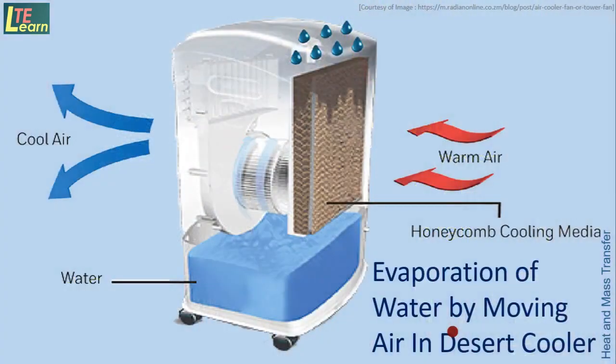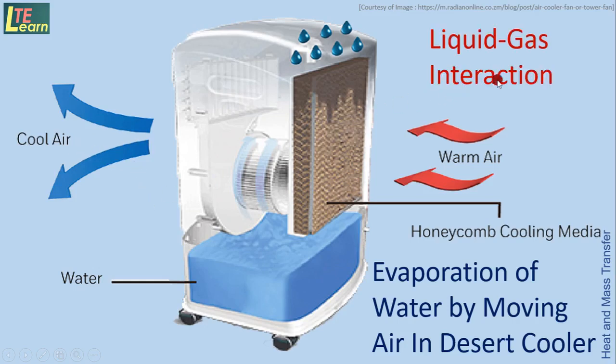In case of a desert cooler, when the warm air is passing over the wetted pad, this warm air comes in contact with the water. So by the heat interaction, this water is getting evaporated and this vapor is adding to the air. Further, the heat in the air is taken by water, thus air is getting cooled. So here outside we get cooled air. So in this case a liquid-gas interaction takes place.